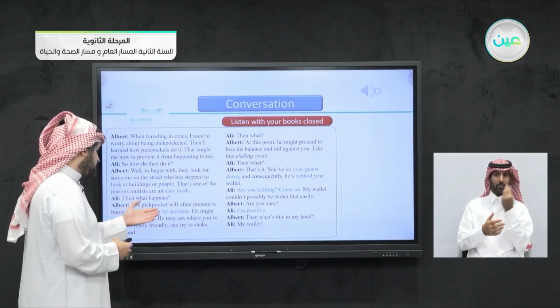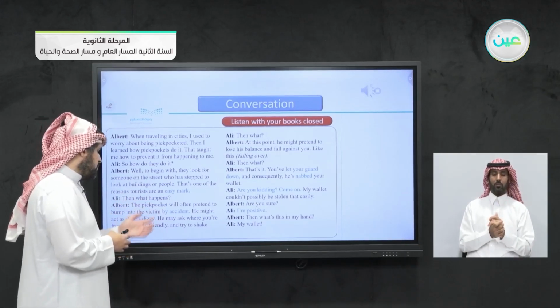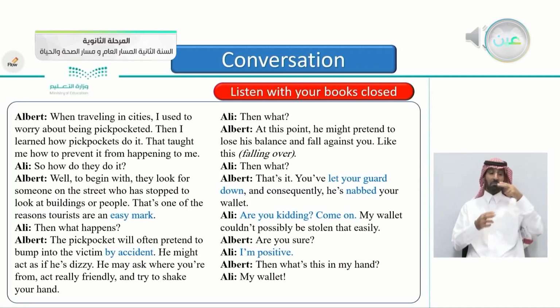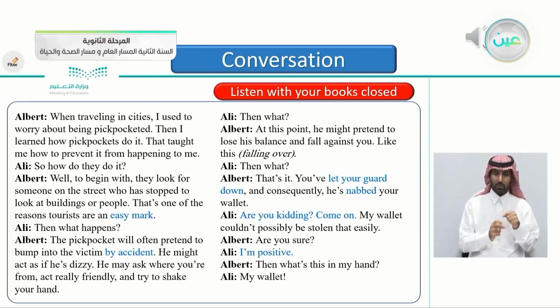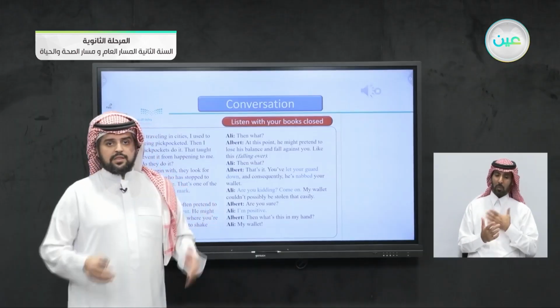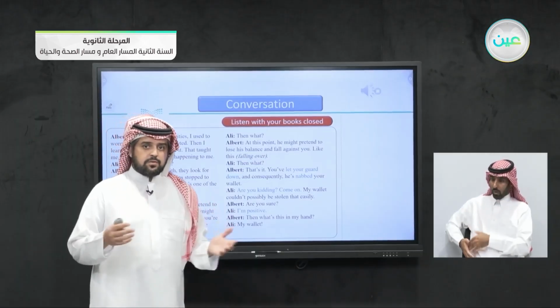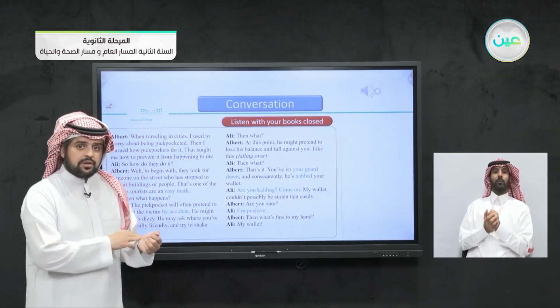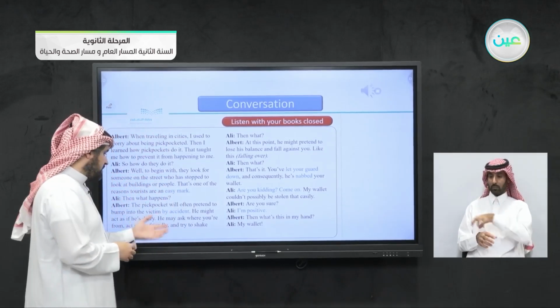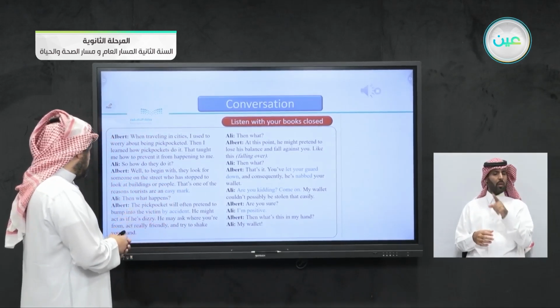Then what happened? The pickpocket will often pretend to bump into the victim. To bump, like he's walking and then he hits you, he bumped into you and says, I'm sorry. Then you check your pockets and maybe your wallet is gone, or maybe your watch is gone. He may ask where you're from.